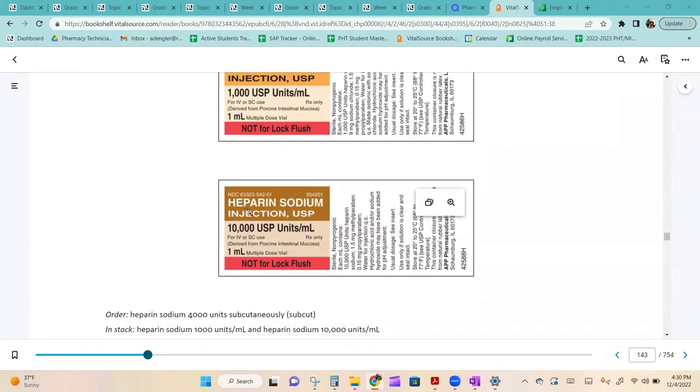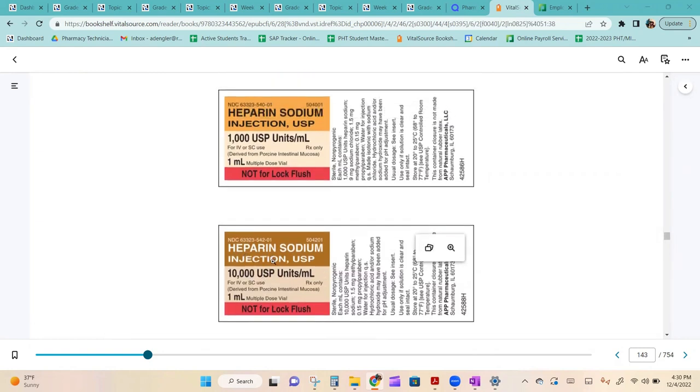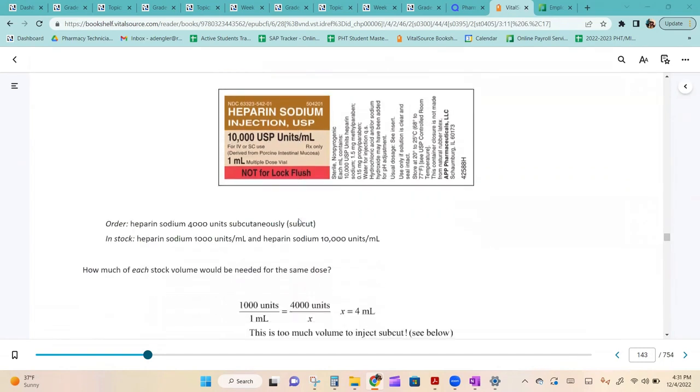And then this one here, the only difference is we have 10,000 units per ml. So look at how similar they look. I mean, this is orange and this is more of a brown, but they look almost identical. So these are the kind of things you need to pay attention to and look at, because there's a lot of medications that are like that. And think about the difference between 10,000 units and 1,000 units.